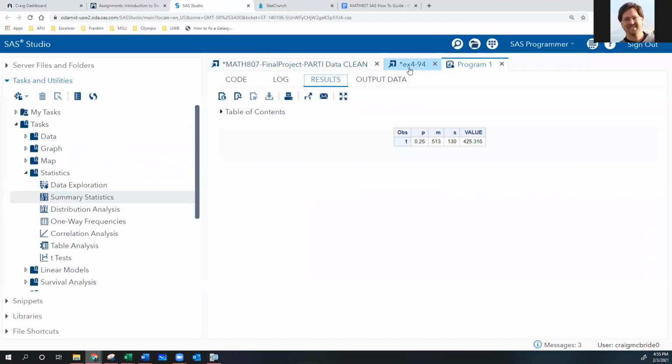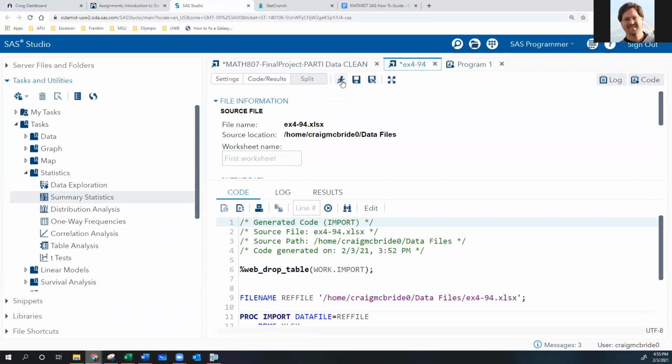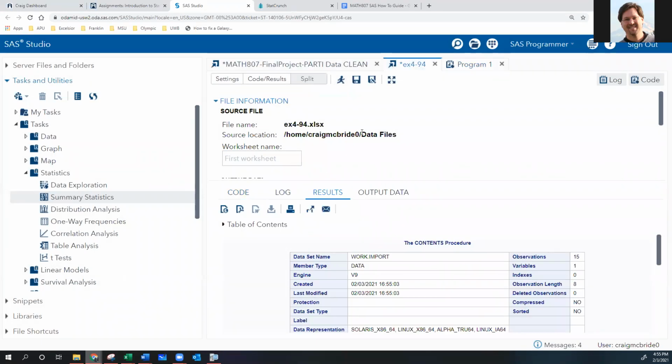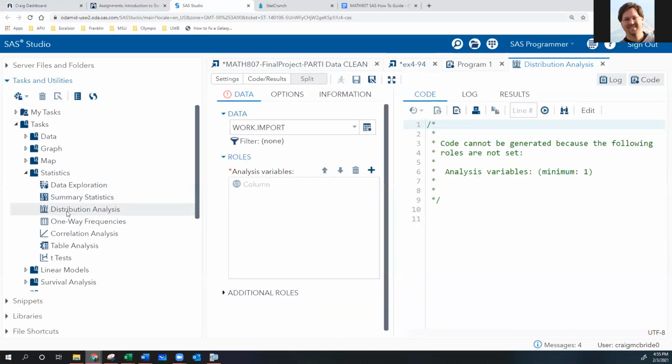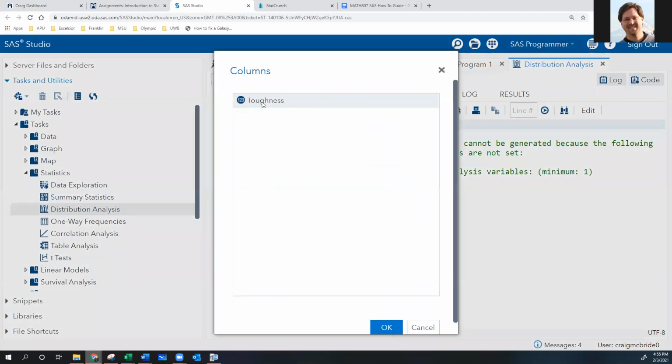Okay, so here is the data for 94. I'll just rerun it so it loads it and puts it in the work import folder. And then we want to do distribution analysis, which is how we get the QQ plot. We're in the work import folder, so we have to add in our variable, our toughness variable.